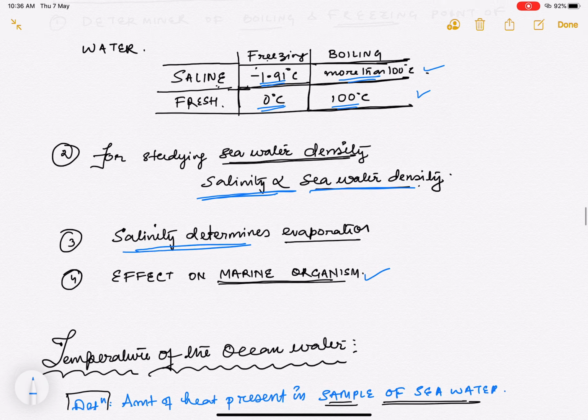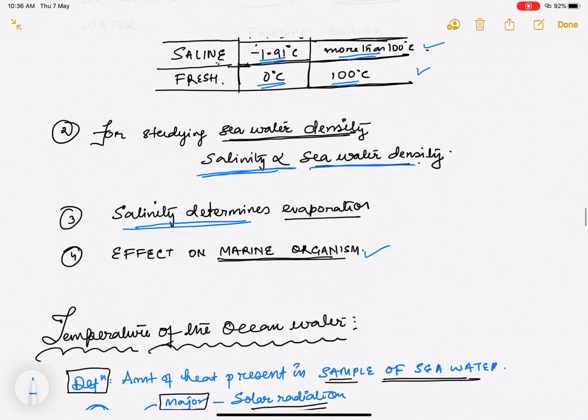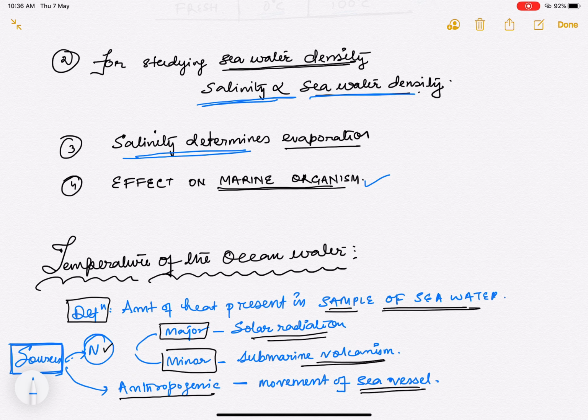Basically, you can figure out how salinity affects marine organisms. Marine organisms breathe through osmosis. Hence, there is a minimum salinity over which they can survive, and they cannot survive beyond that. And in this context, I would say that.